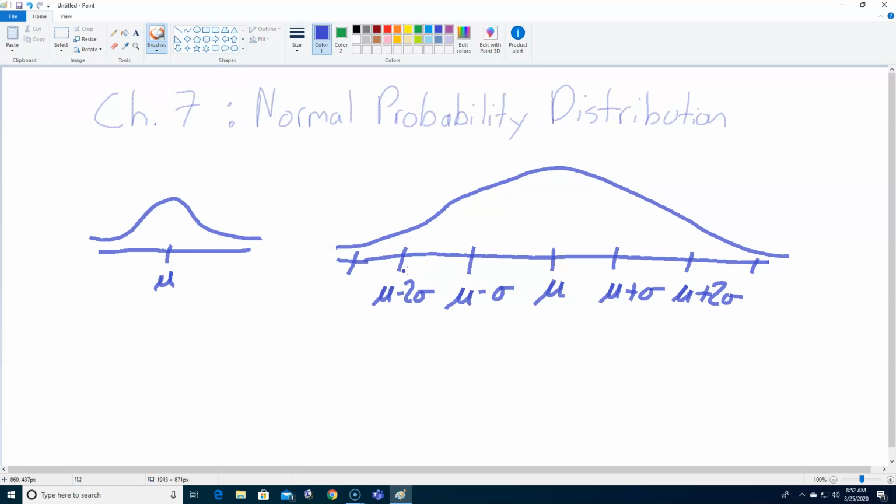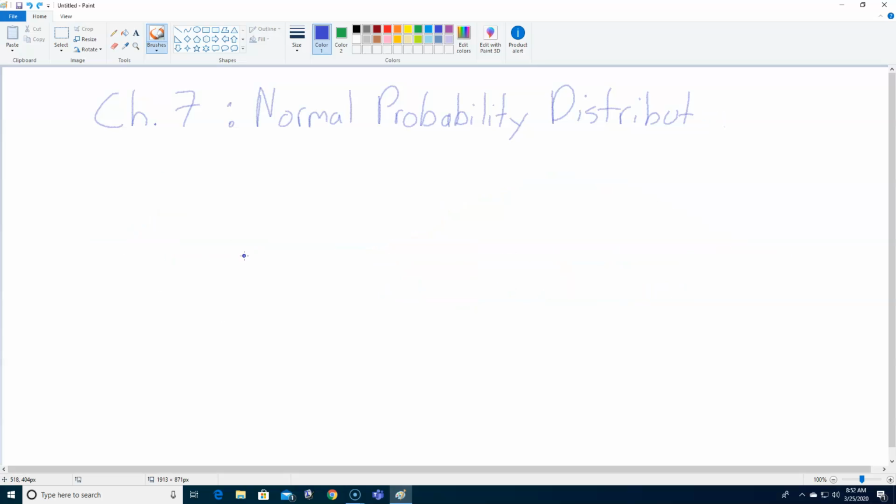So that's what the normal curve looks like. That's what we're going to be discussing, this idea of a normal curve. We're going to be drawing, we're going to be labeling, and we're going to be figuring out things using that. Now, when we get to the calculations, we're going to be using something called the NormalCDF and the NormalPDF.